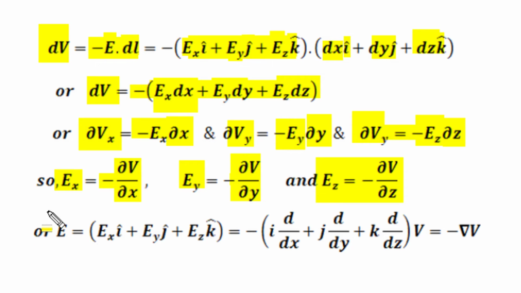So electric field in vector notation can be written as dV by dx along the i direction, dV by dy with the j component, and dV by dz with the k component. And if V is common and this operator is considered as the grad operator, shown by this inverted triangle symbol, then the negation of grad V is the electric field intensity.